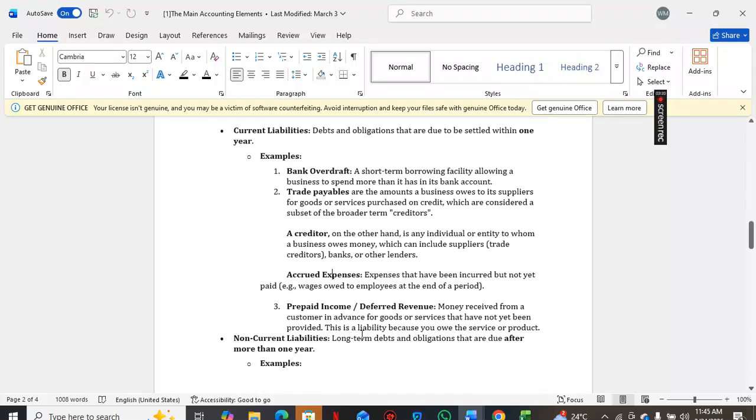You also have prepaid income or deferred revenue. This is where you're paid money in advance. Since you haven't done the job, if anything happens, you owe the person the money they paid you in advance. For example, this happens often in the education industry.